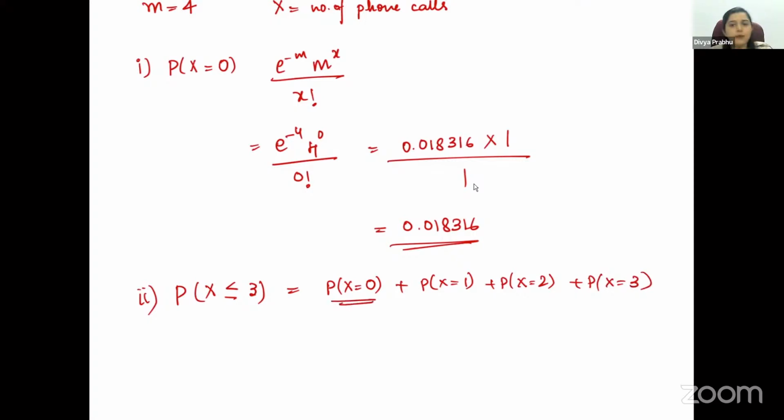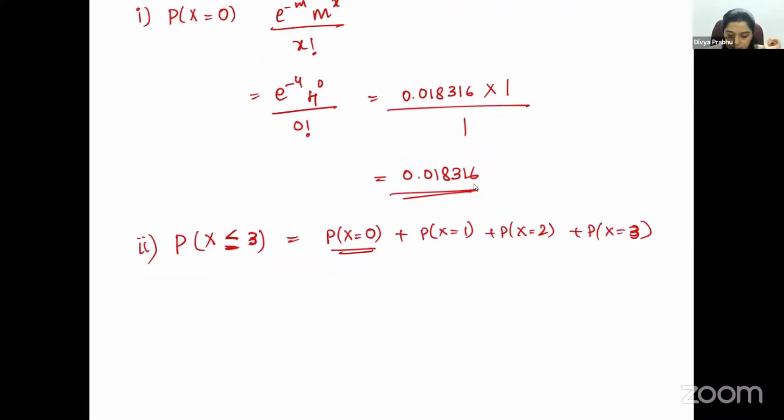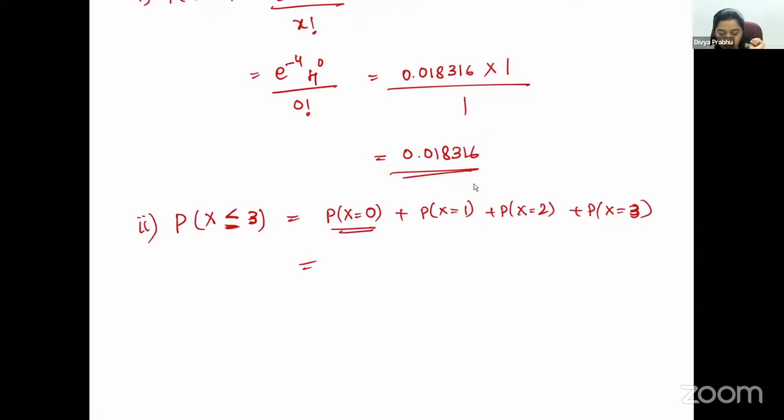Why did I start from 0? Why not a negative number? Because X is what? Number of phone calls, which can be 0 phone calls, 1 phone call, 2 phone calls, 3 phone calls. They said maximum should be 3 phone calls. So last here I will write 3. Up to 3 I will write. Correct? Now substitute using the formula.